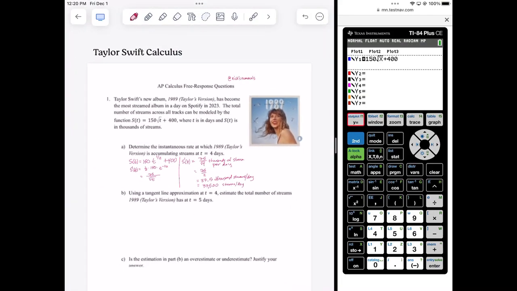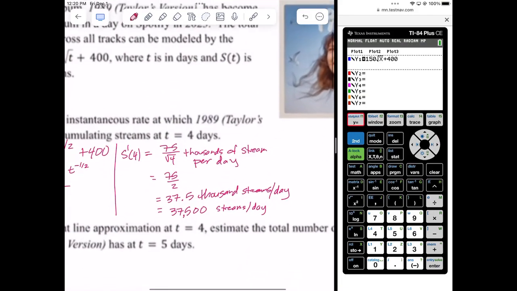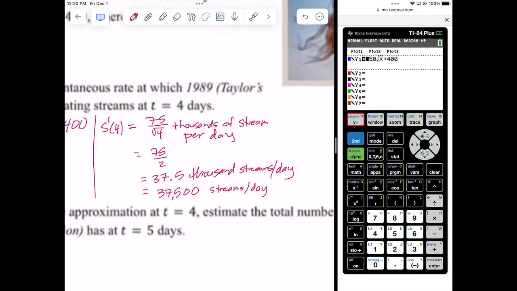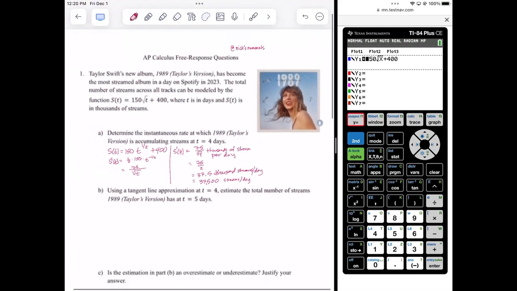Now, in all fairness to Nick's Numerals, he wrote a great question. But are these numbers realistic? Maybe for that one song, 37,000 streams a day. I think that's an underestimation, by maybe tenfold. But anyway, my daughter listens to it that many times a day, so I know that's not the case.